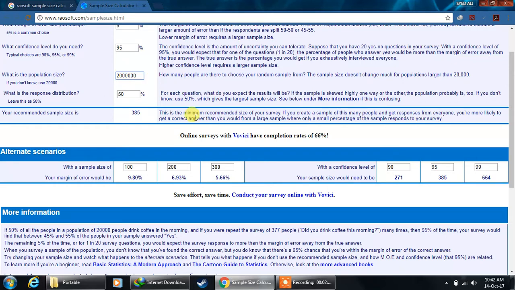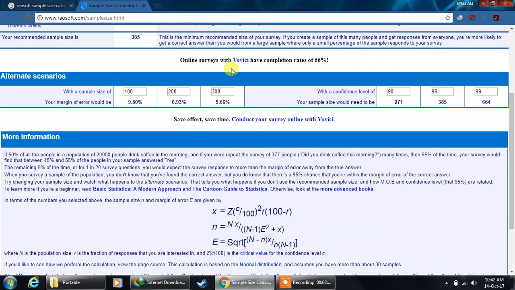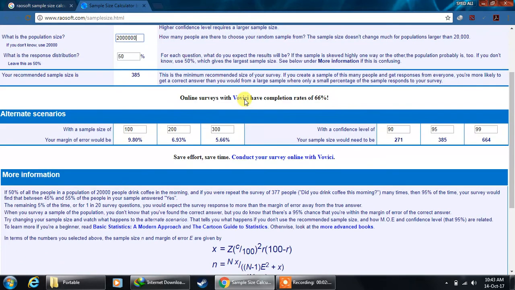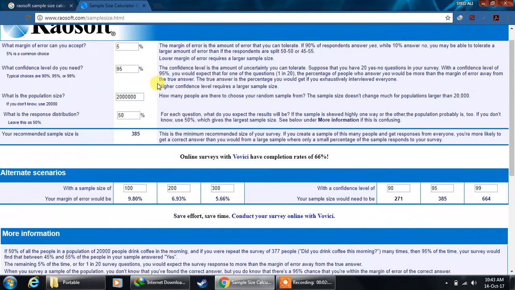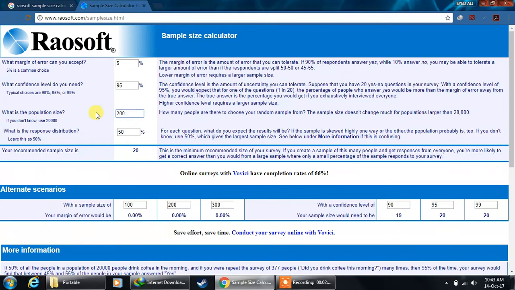And now you can see that online surveys have completion rates of 66%, and your sample size is basically this. Your recommended sample size is the one I highlighted, 385. So normally we say that for 20,000, studies need 377 or 380 people. So a sample of 380 subjects is sufficient for any epidemiological study that is targeting around 2 lakhs or 20 lakhs. Even if I increase the number, it doesn't change from 385. So 385 is the maximum sample size for epidemiological studies according to RawSoft.